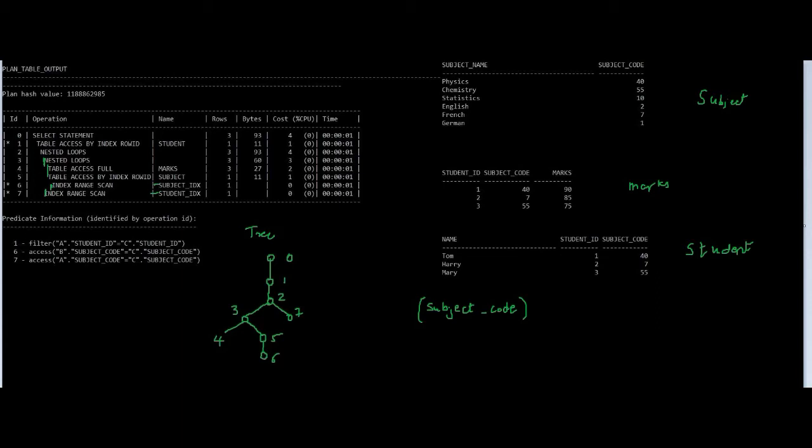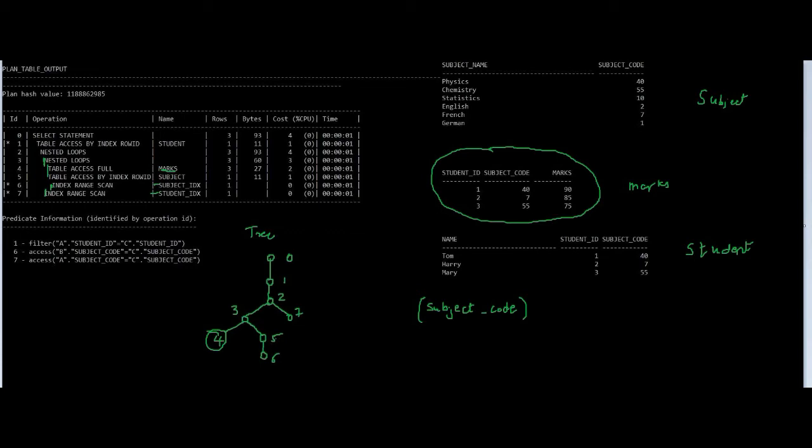Okay, so to read the explain plan we have to traverse from bottom left, that is 4. So ID 4 is table access full on marks table. So what Oracle does is it does a full table scan on marks table. So we have student ID, subject code and marks. Okay, and since 4 and 5 are at the same level, you can see at level 5 what is happening is there is table access by index row ID.